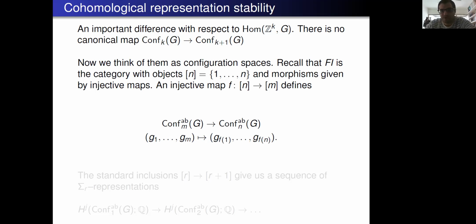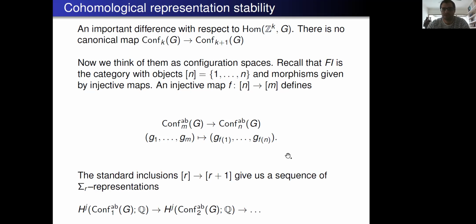So remember that one way of thinking about representation stability is in terms of FI-modules. FI, recall, is the category whose objects are finite sets, and the morphisms are given by injective maps. Now, when you have an injective map between two of these sets, that induces a map between these configuration spaces of commuting elements, which is given by choosing the images of the n elements of the set n. Now, this gives you the structure of an FI-space or a co-FI space.